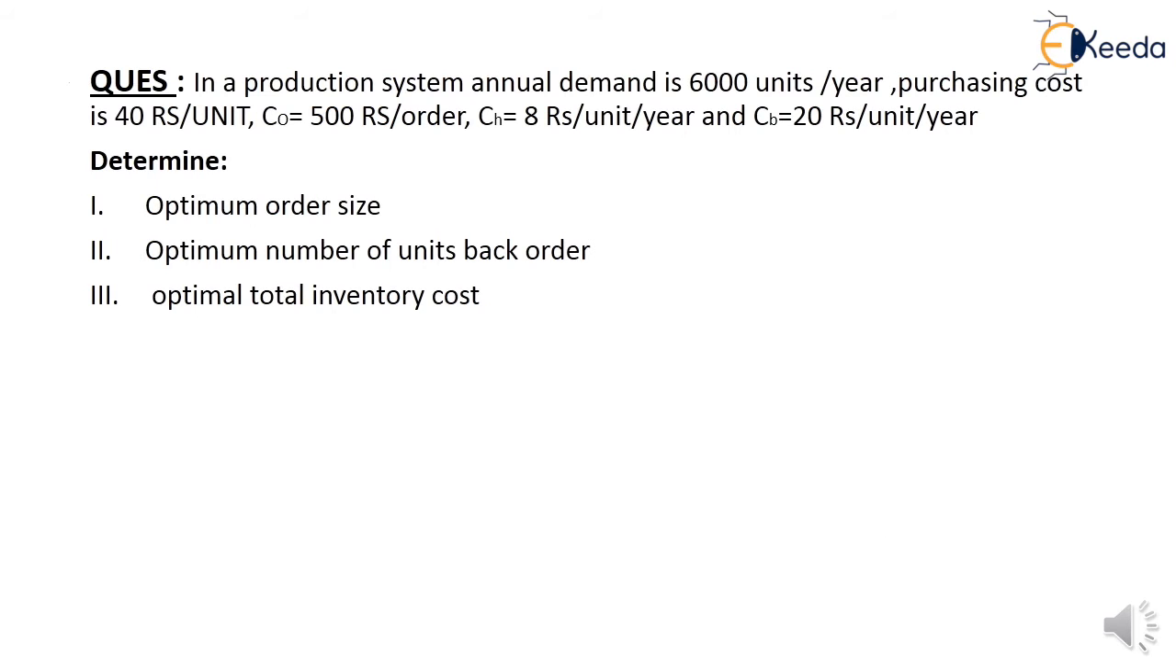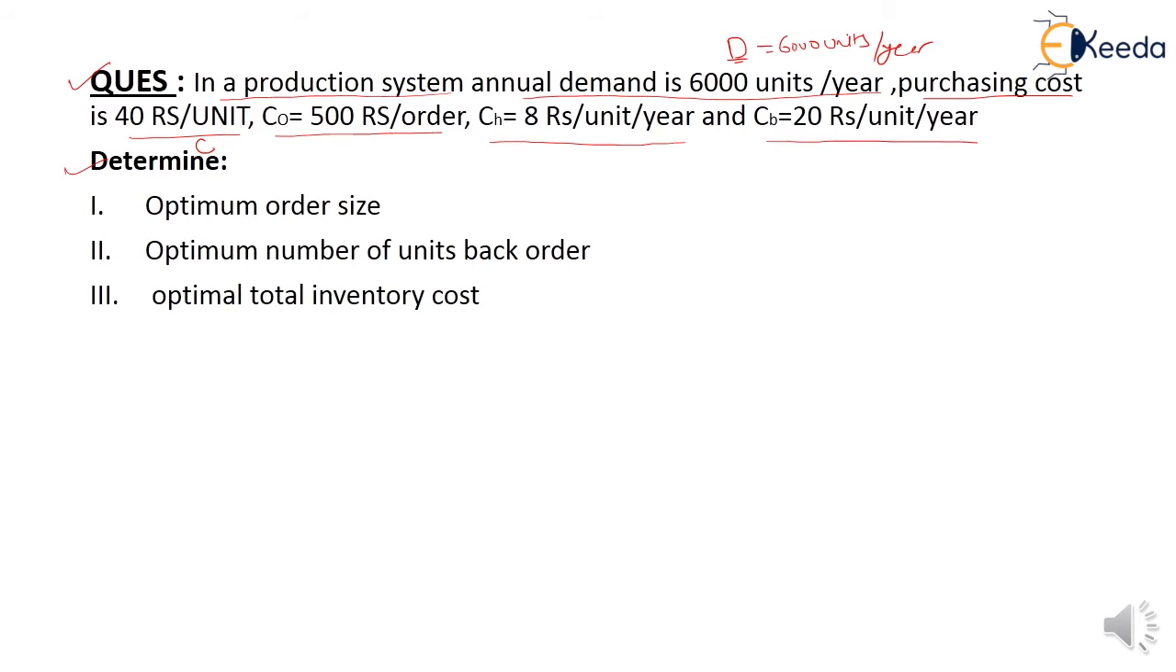Please read the question. In a production system, annual demand D is 6000 units per year, and purchasing cost C is 40 rupees per unit. Ordering cost per order, C0, is 500 rupees per order, and holding cost, CH, is 8 rupees per unit per year. CB, the shortage or stock out cost, is 20 rupees per unit per year.